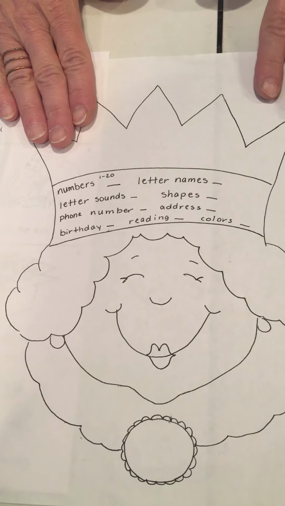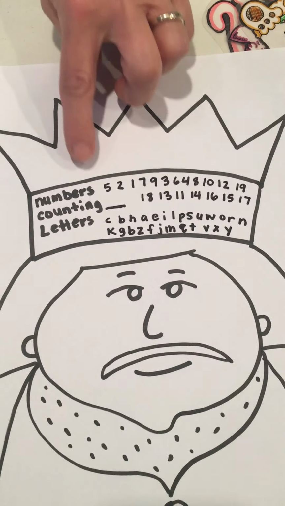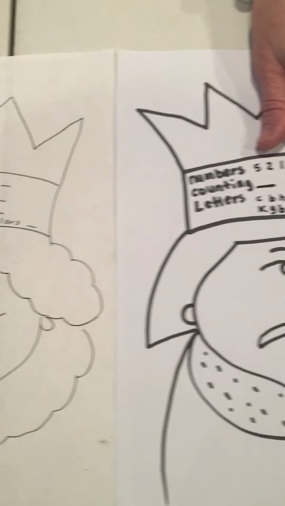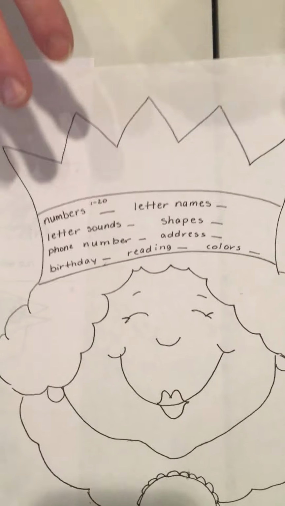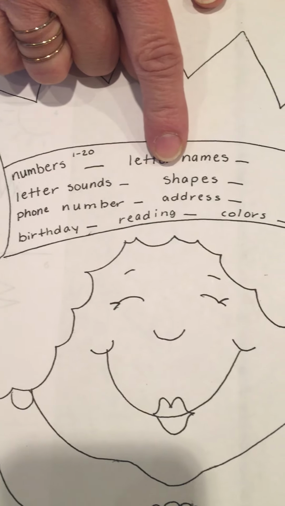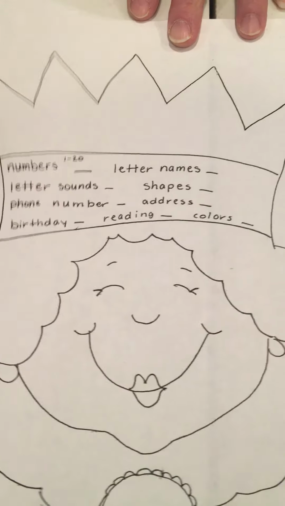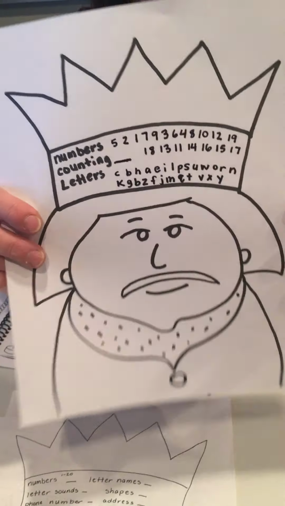So here's my queen and here's my king. And you can pass off all the numbers that we've learned thus far and all the letters of the alphabet we've learned thus far. Or you can pass off your phone number, your address, and your shapes, and you pass off your reading book, then you can get a queen picture that you can color or a king picture that you can color to celebrate all your hard work and effort.